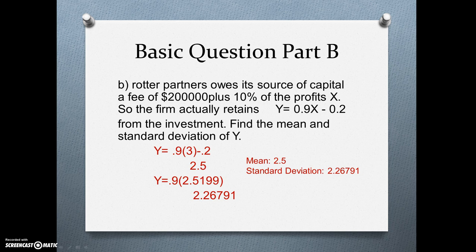To do this, I put 3, which we found was the mean of the profit, into the equation and got 2.5. And then for the standard deviation, I multiplied what we got for the standard deviation of the profit by 0.9. For the mean, I got 2.5. For the standard deviation, I got 2.26791.